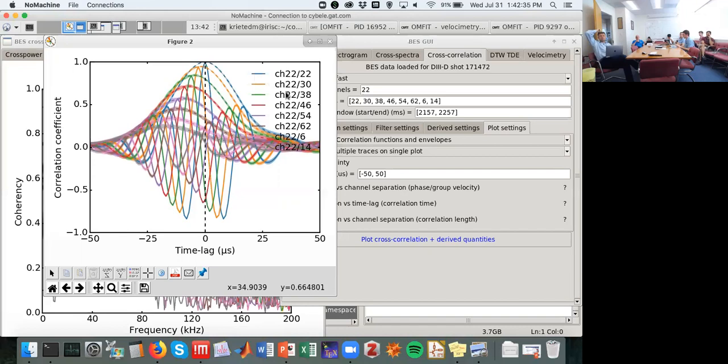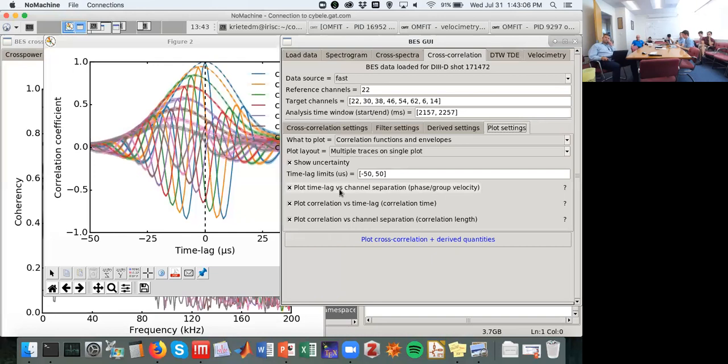And you can see as you increase spatial separation, going from orange to green to red, the peak of this correlation function shifts outwards in time. That reflects the fact that it takes longer for the turbulence to propagate between the reference channel 22 at the top of the array and the channel you care about. These correlation functions are used to estimate the actual properties of the turbulence you care about.